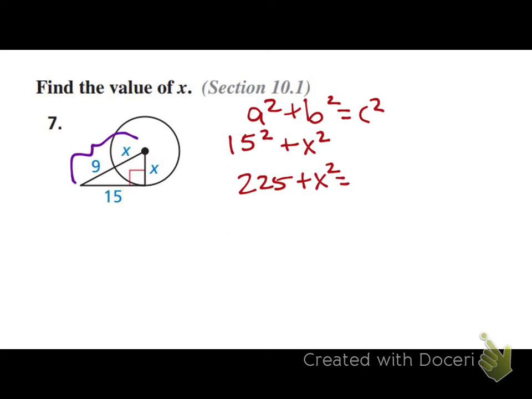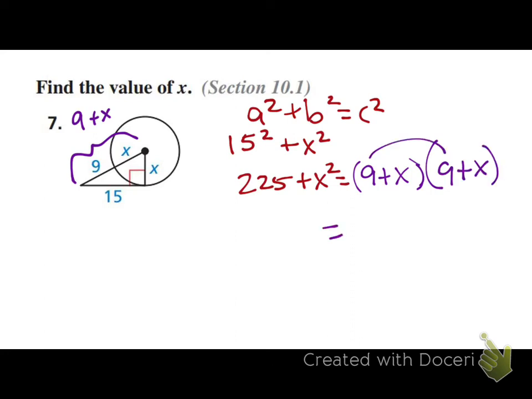But what is the full length of that hypotenuse? 9 plus x, or x plus 9, you're going to get the same thing. Then you're going to square it. When you're squaring something, you're multiplying it times itself. So you should distribute the 9 in. You get 81 plus 9x. And then distribute the x in. X times 9 is 9x. What is x times x?